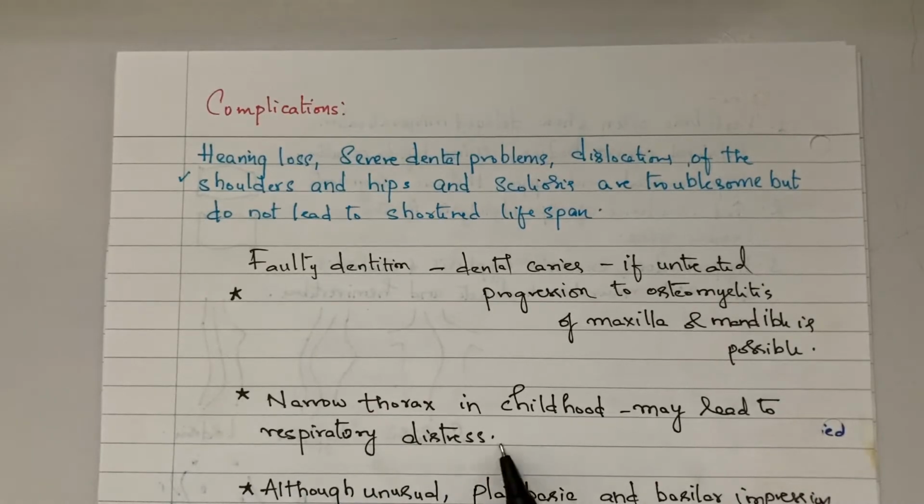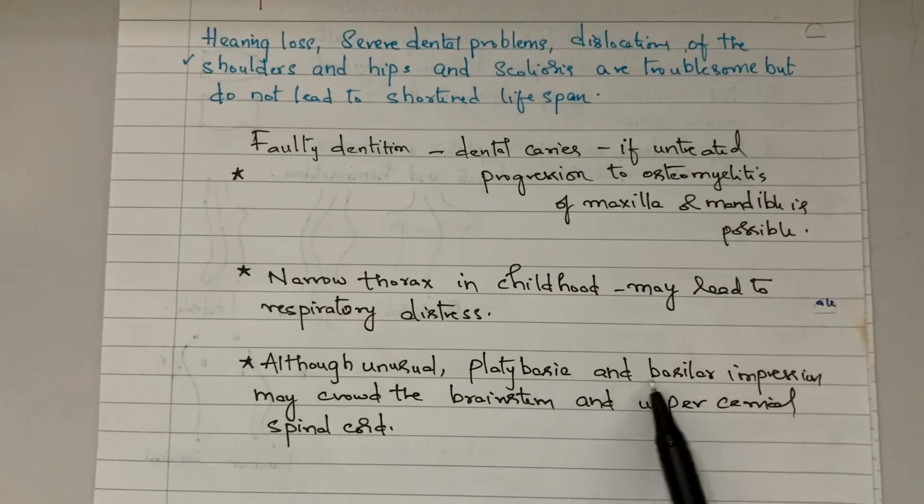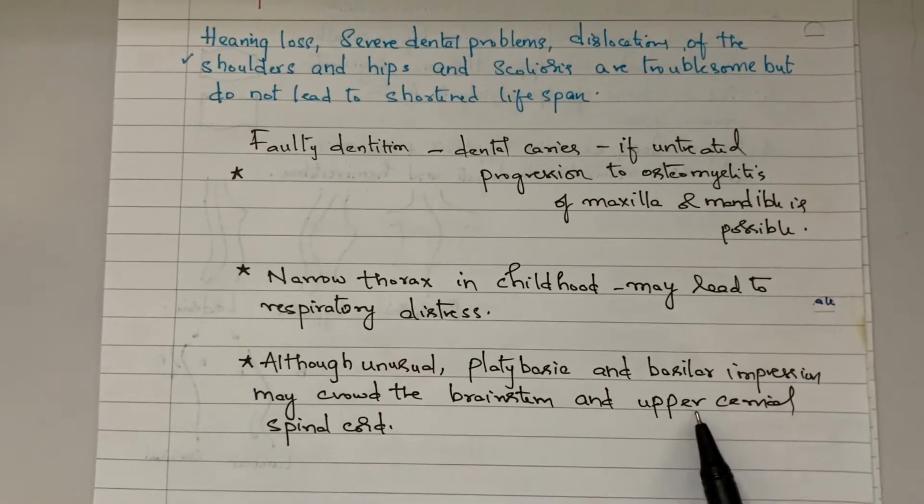A narrow thorax will be there in childhood, which may lead to respiratory distress. Although unusual, platybasia and basilar impression may crowd the brainstem and upper cervical spinal cord. And this is about cleidocranial dysplasia.